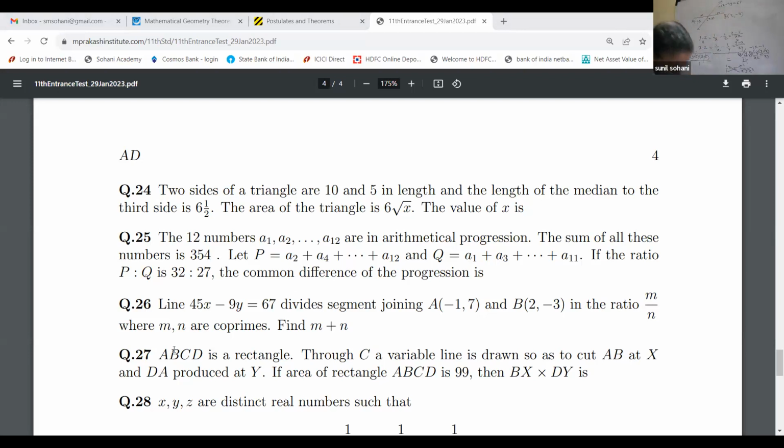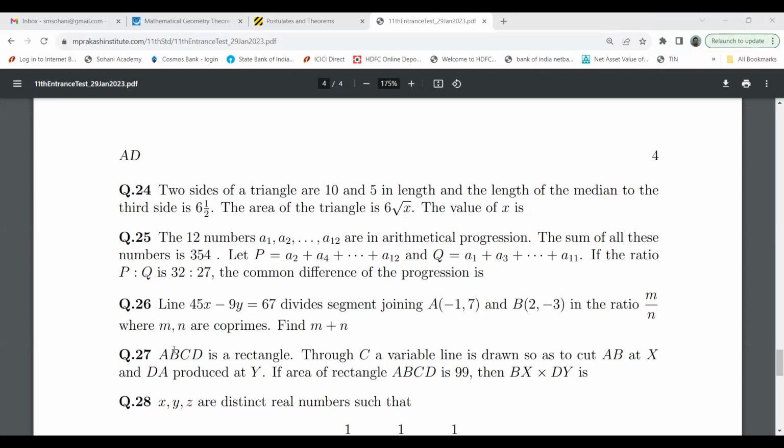Can I rub the board? Yes, sir. Okay. So I have already started writing this question with a small diagram to understand the question. Many times you need to draw some diagram to understand the question. So I have already drawn the small picture that there is an AB segment which is intersected by another equation 45x minus 9y equal to 67. So there will be one intersection point xy, namely. So this is a section formula.